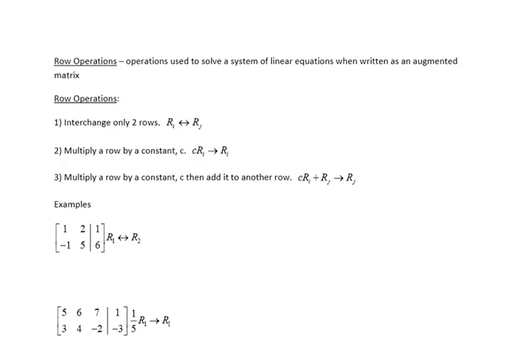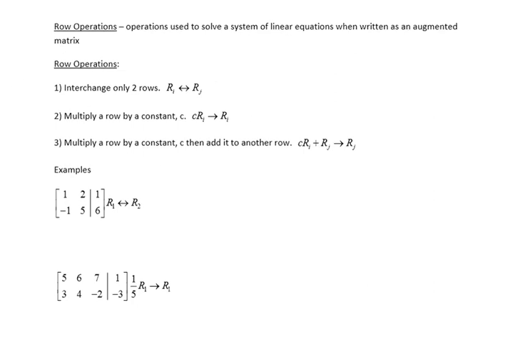Now, row operations. These are operations used to solve a system of linear equations when written as an augmented matrix. There are 3 that we will talk about: interchanging 2 rows, multiplying a row by a constant, or multiplying a row by a constant and then adding it to another row. Let's take a look at each of these row operations.